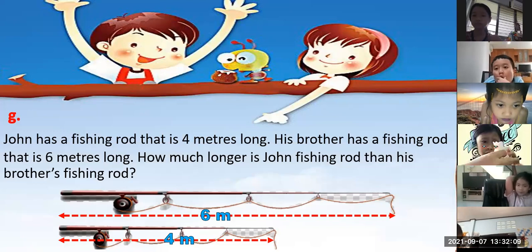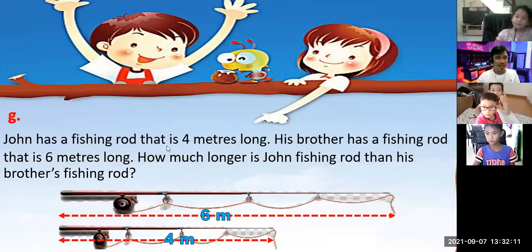Letter G. Okay, teacher Gwapo will read it again. Jan has a fishing rod. Okay, this is rod. Fishing rod. Okay, that's like a stick. So Jan has a fishing rod that is 4 meters long. And then his brother has a fishing rod that is 6 meters long.